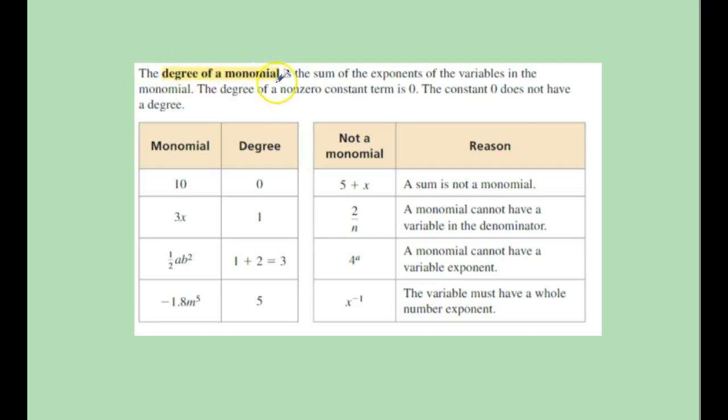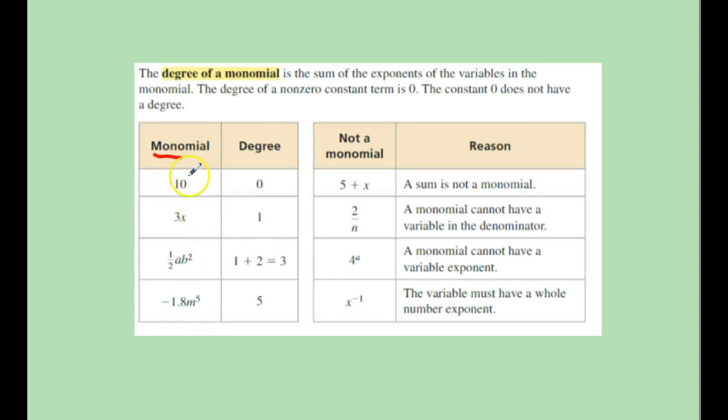So now let's talk about a degree of a monomial. So the degree is the sum of the exponents of the variables. So a monomial, right, is a thing with one term. Mono meaning one. So these are different monomials, right? They have one single term. And this tells me my degree.